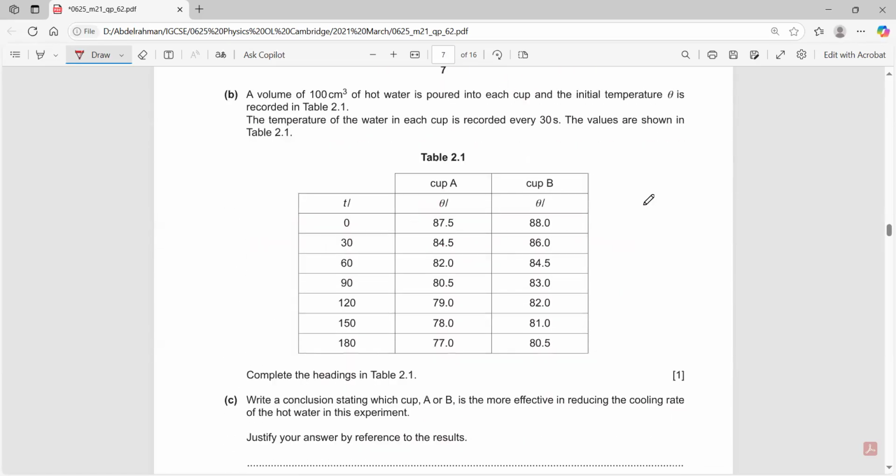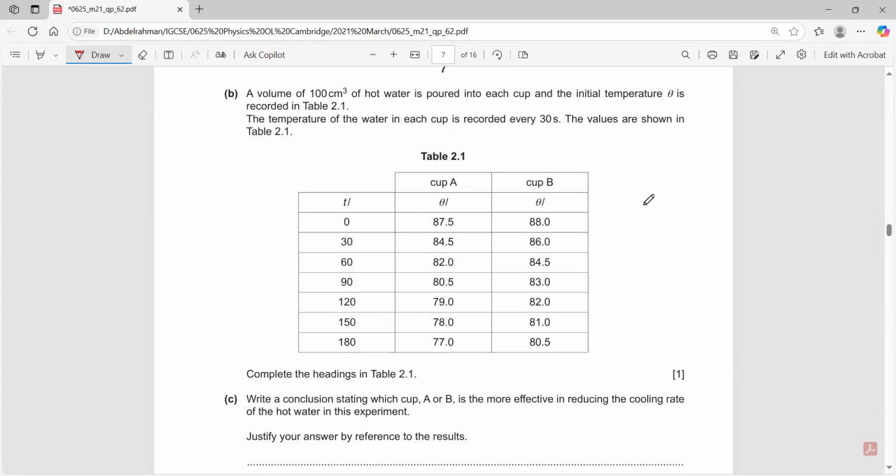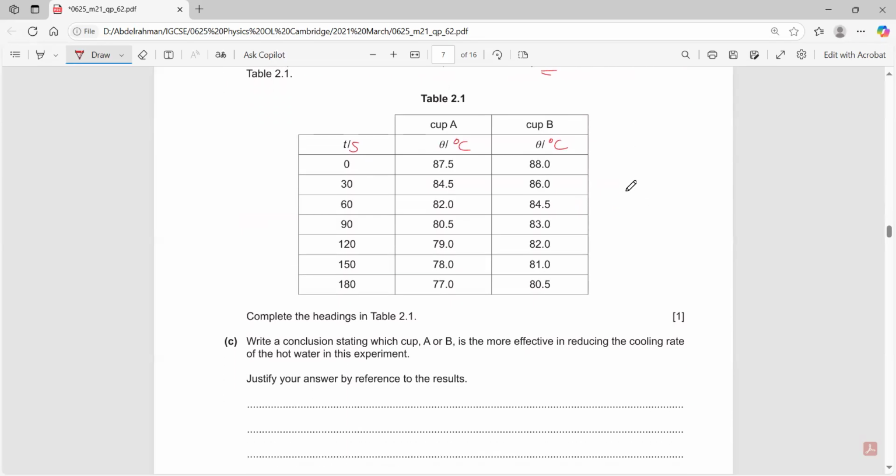And then a volume of 100 centimeters cubed is poured into each cup. Complete the table headings, so the time is in seconds. He takes the reading every 30 seconds, so time is in seconds. Temperature in degrees Celsius. Write a conclusion stating which cup, A or B, is more effective in reducing the cooling rate. Which cup is more effective in reducing the cooling rate?